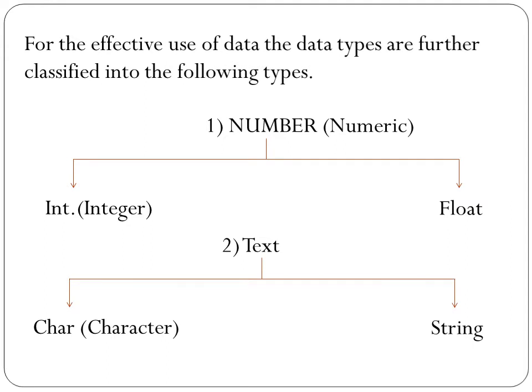These numeric type of data and text type of data are again divided into two types each for the effective use of data. Numeric type is divided into integer type and float type, whereas text type of data is divided into character data type and string data type.